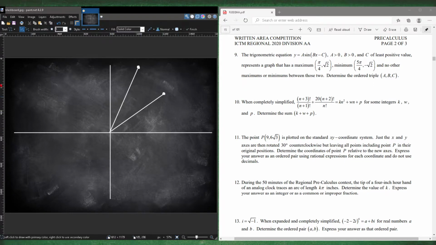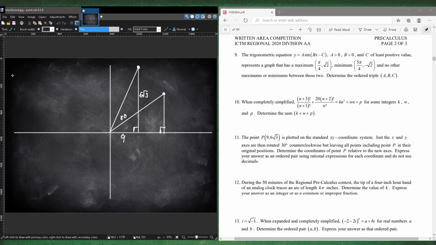And it'll be the same length, right? Because it's just a line that's been rotated. So it just went 30 degrees down. I'll label this as 30 degrees. Now I'm going to make some right triangles using these points. Okay, so we know some of these values already. The x value here is 9, and the y value here is 6√3.